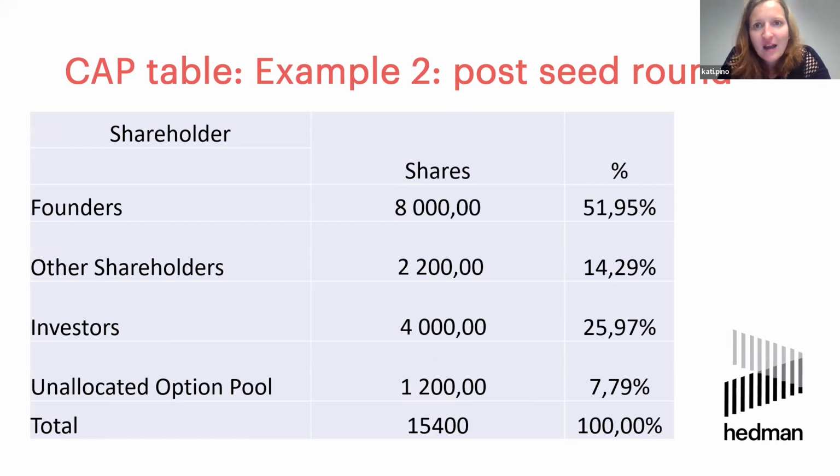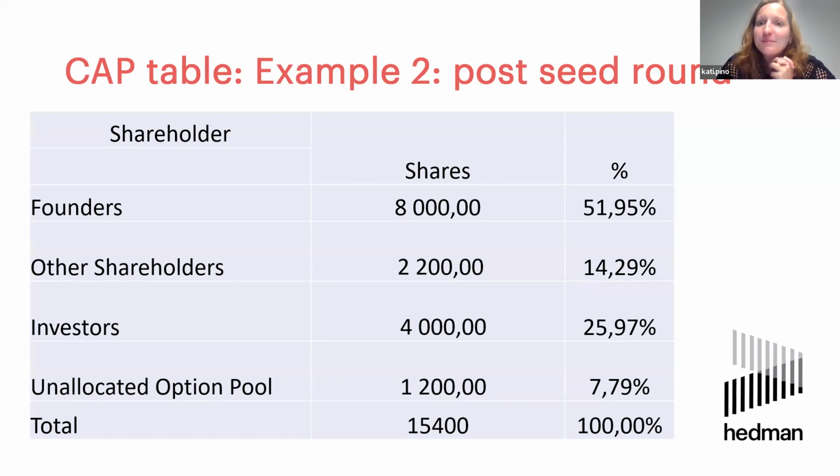Second is the post-seed round. So in this cap table, there have already been two financing rounds: first the pre-seed round, and then the seed round. There can also be, as the very first financing round, the friends, fools, and family round, but this was not the case here. Here you can see that the founders hold about 52%. The first round, the pre-seed shareholders, hold about 14%, and the new investors will hold almost 26%.